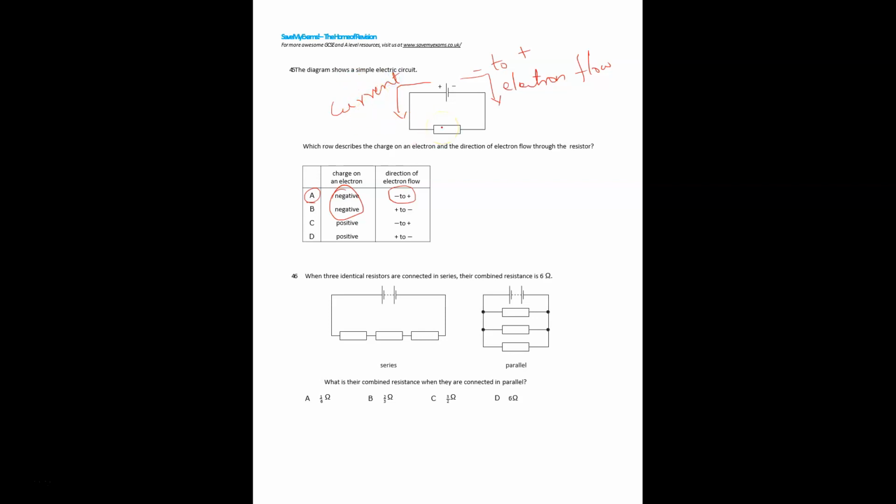Next, when three identical resistors are connected in series, the combined resistance is 6 ohms. So what is the value of each resistor? It should be 2 ohms, 2 ohms, 2 ohms. Say 2 plus 2 plus 2, how much? 6 ohms. It is given 3 identical resistors.